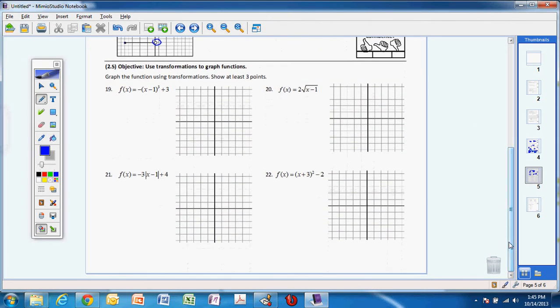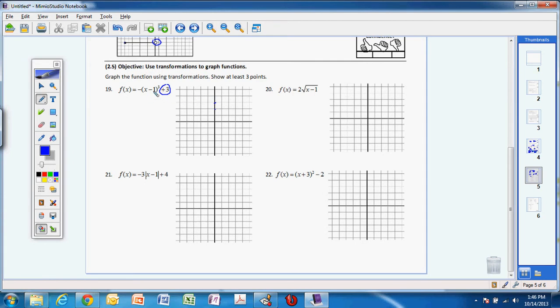Numbers 19 through 22, we're going to graph these using transformations. And on these, it's nice to show at least 3 points so you can get a good picture of where this graph is going. So if we're looking at this one, we have negative x minus 1 cubed plus 3. So the first thing I notice is I have a plus 3. That means for sure I'm going up 3 somewhere. Up 3, which is right there.